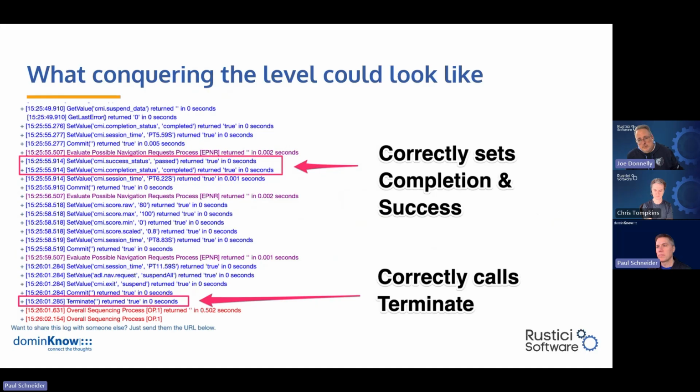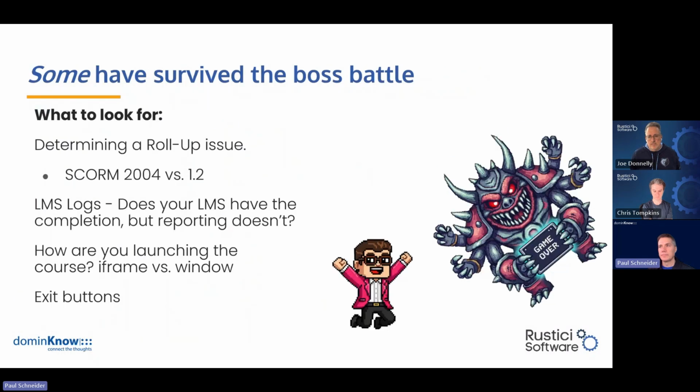And then the next one is what it could look like if you did get a completion. In this scenario, you can see the score in there. You can see the status was set, both completion and success. There is an ADL nav request in there, which is a SCORM 2004 item that is needed to roll up completion. That's likely for another webinar. And lastly, we do see the terminate. So your debug could look a little different and still be successful. But in this one, this is just a nice vanilla, this should have worked situation.